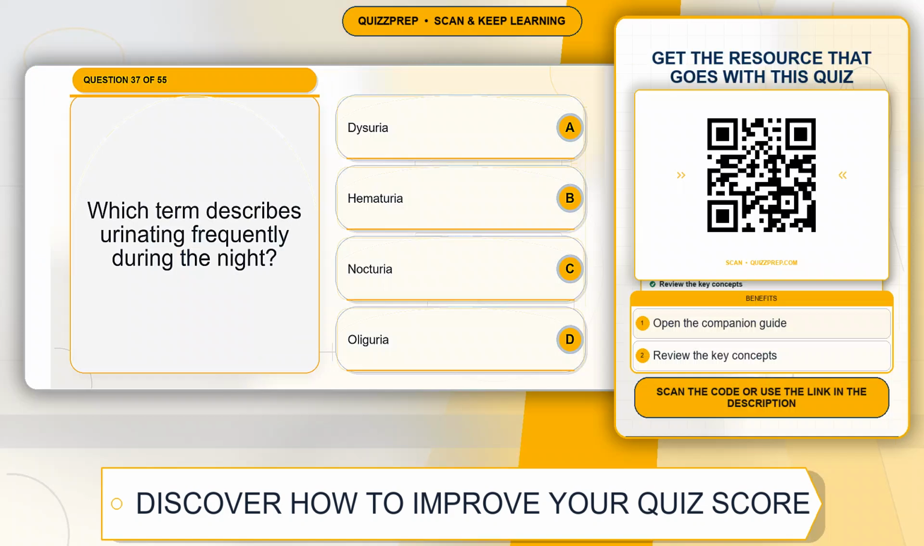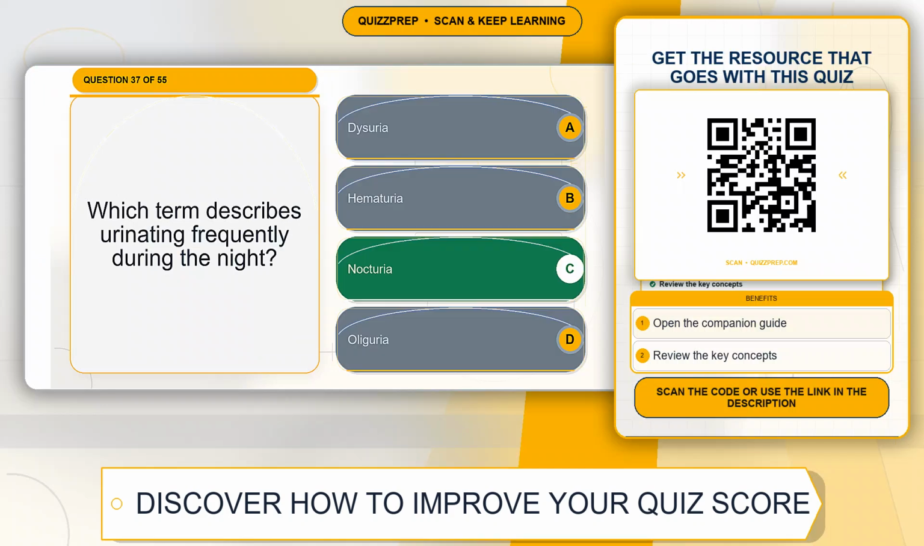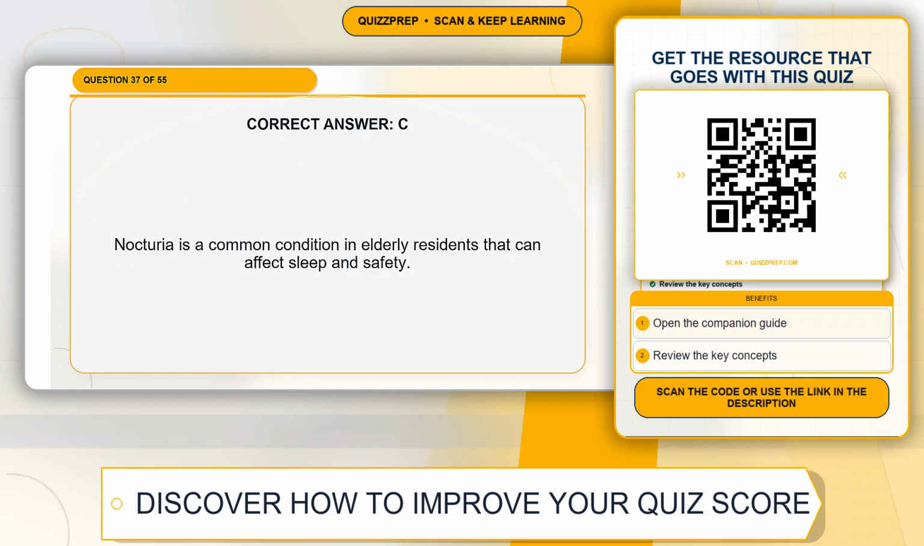Question 37. Which term describes urinating frequently during the night? Option A, dysuria. Option B, hematuria. Option C, nocturia. Option D, oliguria. The correct answer is option C, nocturia. Explanation. Nocturia is a common condition in elderly residents that can affect sleep and safety.